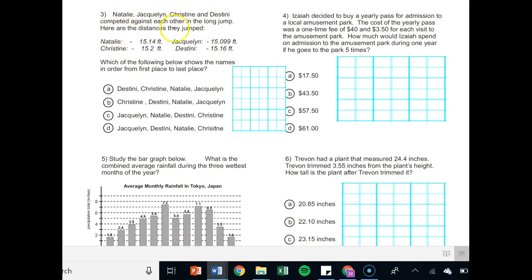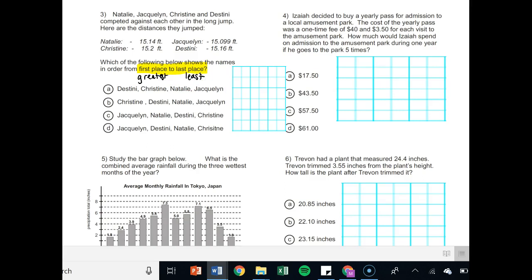Okay? Number 3, it says, Natalie, Jacqueline, Christine, and Destiny competed against each other in the long jump. Here are the distances they jumped. So Natalie's distance, Jacqueline's distance, Christine's, Destiny's. Which of the following below shows the name in order from first place to last? So basically we're looking for the biggest number, the greatest number to the least.